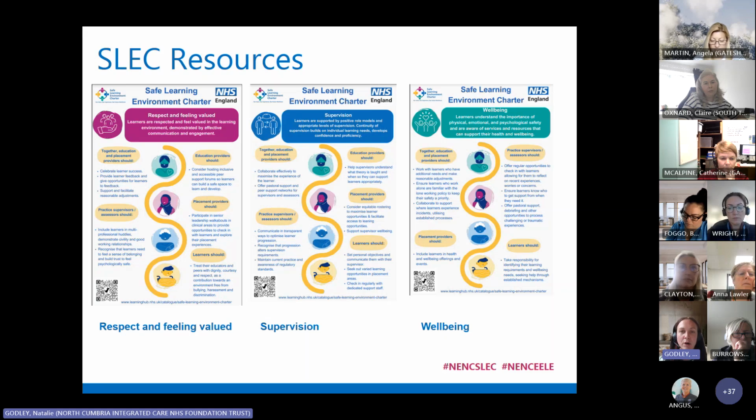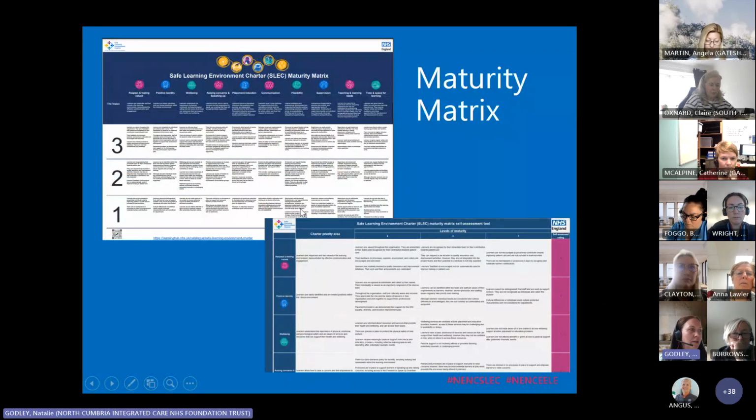It's quite small in terms of text there, but you can see that it says together education and placement providers should, practice supervisors and assessors should, education providers should, placement providers and learners should. So there are real examples about who takes the lead on those elements. Also, forgive the small text.